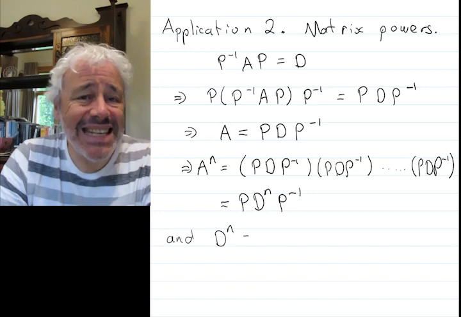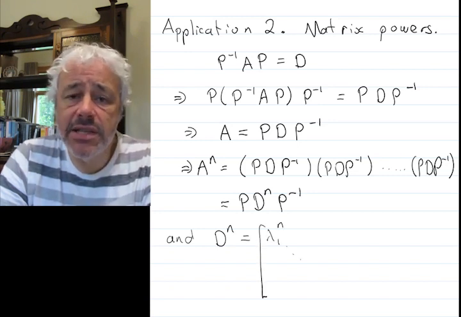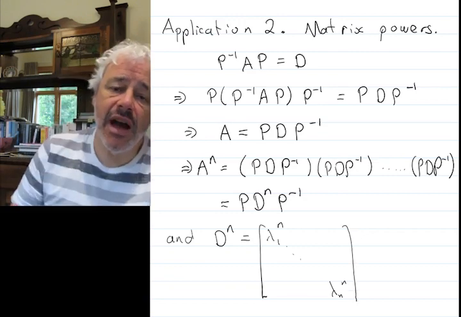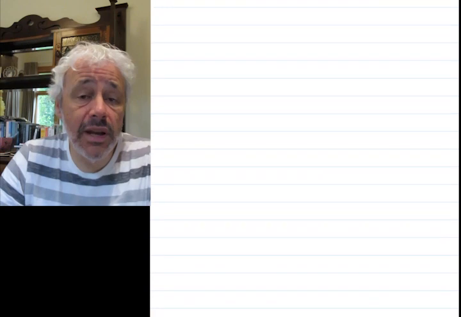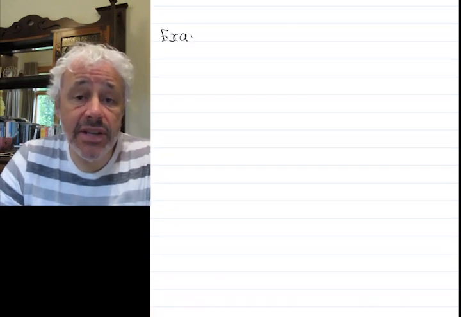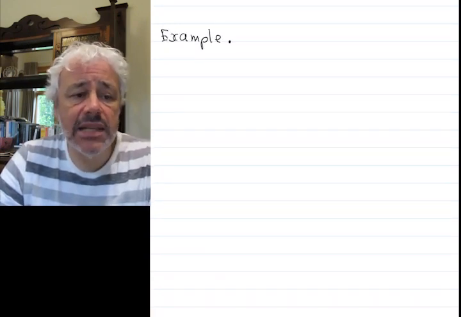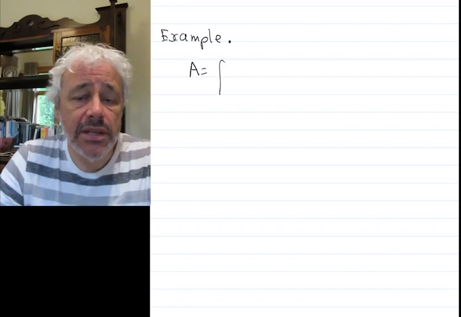But what about D to the n? That's very simple. For a diagonal matrix raised to a power n, you just take the nth power of all of the diagonal entries and you're done. This will give us a formula for the nth power of any matrix that can be diagonalized. Let's just do a very simple example.